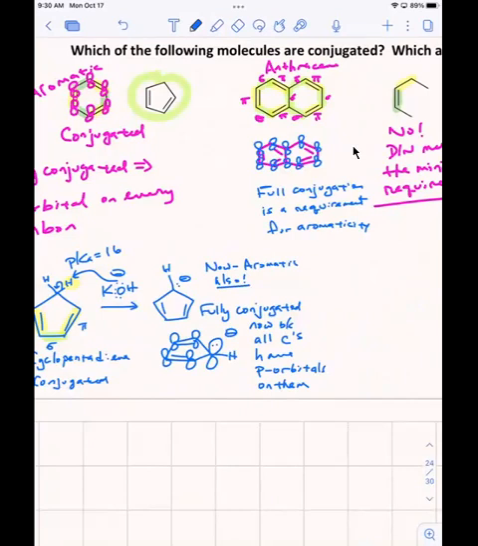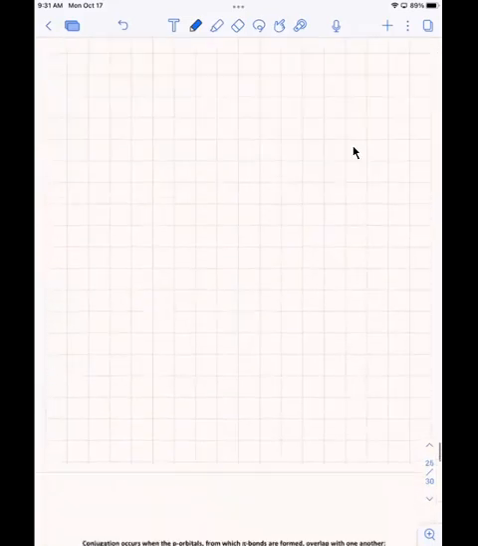All right, questions about that? I'm not sure who that was asking, but did that answer your question or clarify it? Yeah. Okay. All right, any questions about being able to identify whether or not something is conjugated? This page.